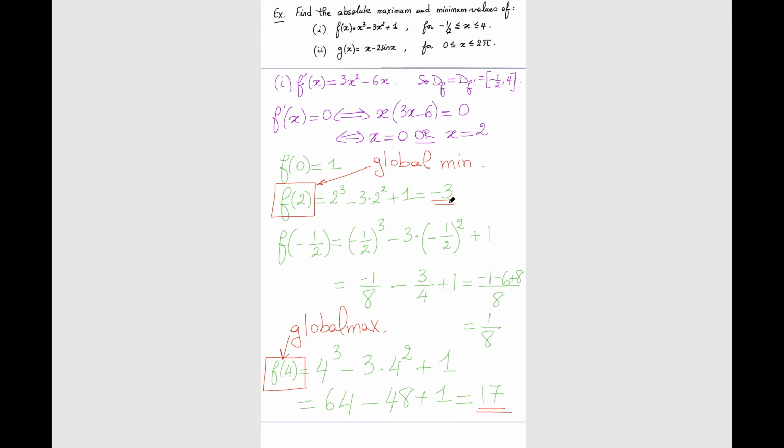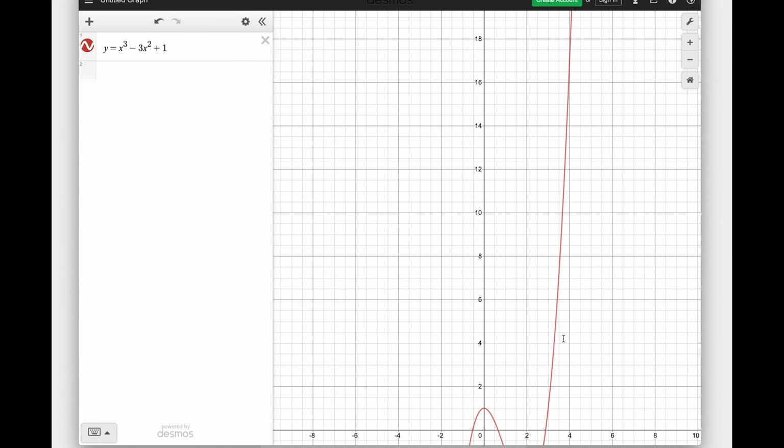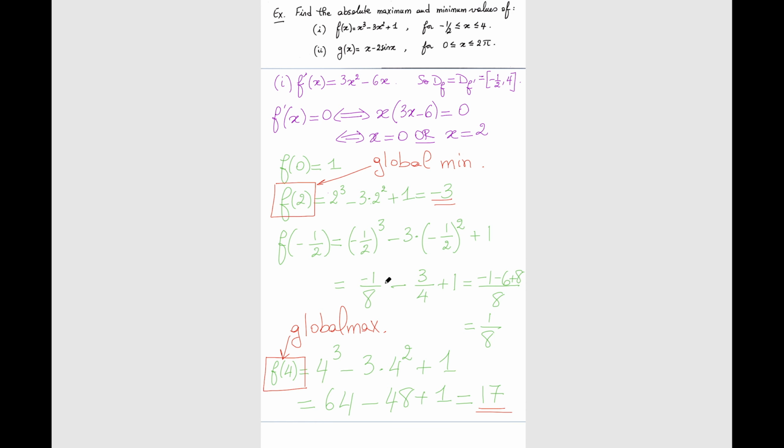It occurs at 2, and the global minimum is -3. And the global maximum over that interval minus half comma 4 is going to occur at 4, obviously. Look at the graph. It's very high at 4, and we know the number is 17, right? Let's actually check it. Oh, it's right there. Somewhere here, 4 comma 17, as we found. Correct?